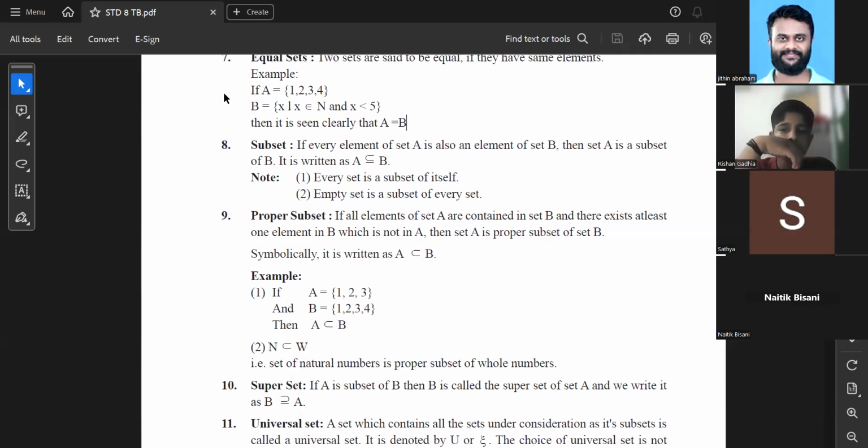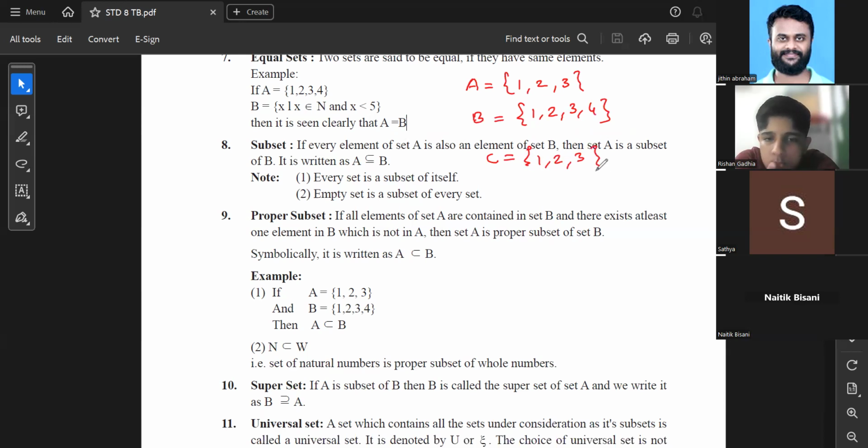For example, we have A, a set which consists of 1, 2, 3. B is a set which consists of 1, 2, 3, 4. C is a set which consists of 1, 2, 3. Now, first of all, A is equal to C as per equal sets. In that, we don't have any doubt. A is equal to C.